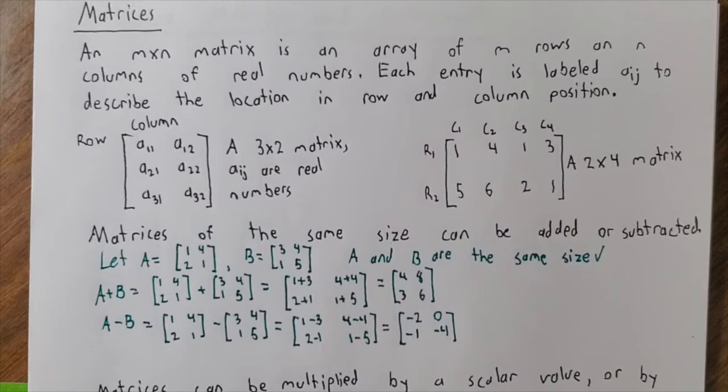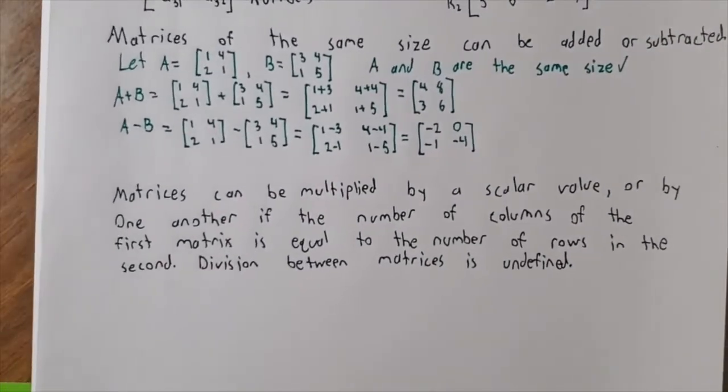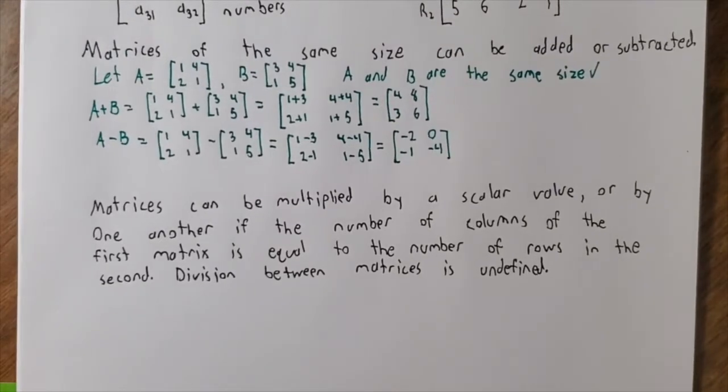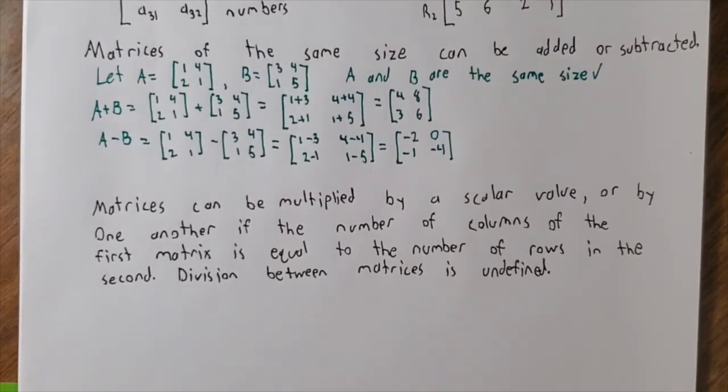There you have it. Addition and subtraction are not too bad between matrices, but let's also take a look now at what multiplication looks like. So if we're talking about multiplication with matrices, they can be multiplied by a scalar value, just a single number, or by one another if the columns of the first matrix are equal to the number of rows in the second matrix. And division between matrices is undefined.